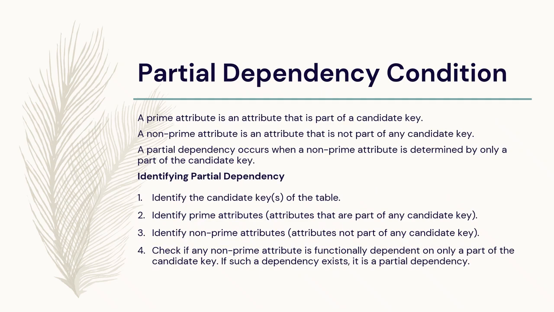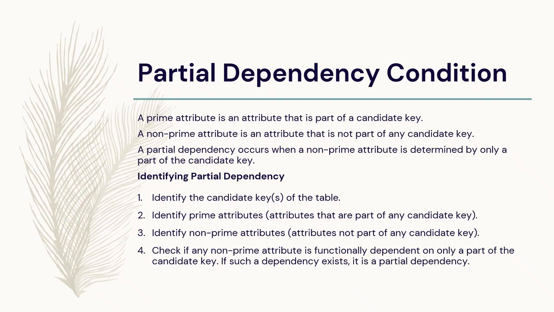First we see about what is partial dependency condition. Before going to that, we should know what is prime attribute. A prime attribute is an attribute that is a part of a candidate key. A non-prime attribute is attribute that is not part of any candidate key. So partial dependency occurs when a non-prime attribute is determined by only a part of the candidate key.